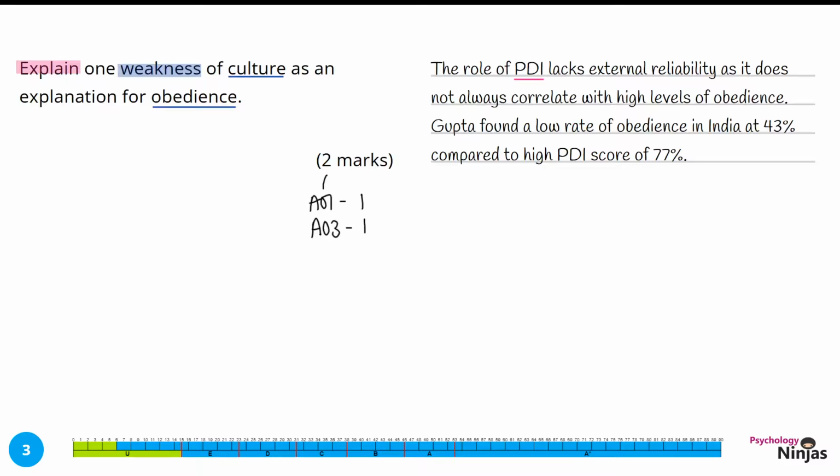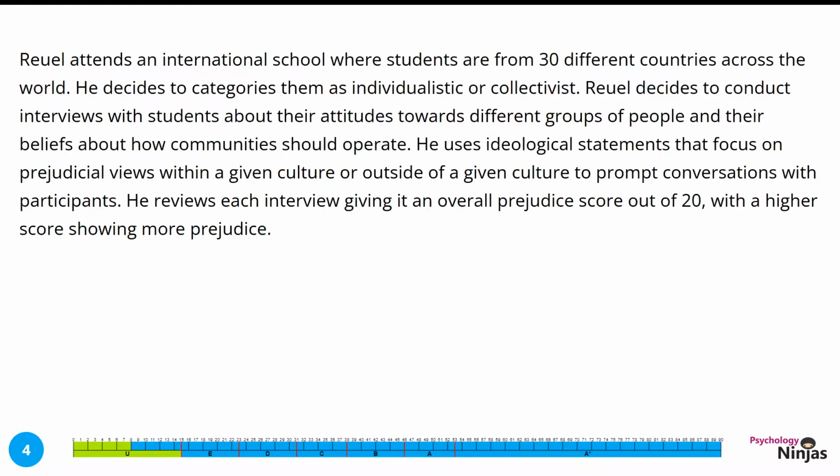We've identified a problem with research in that it lacks external reliability, that the results of research is inconsistent, and that PDI doesn't always correlate, isn't always positively correlated with high levels of obedience. We've then gone on to justify that with specific findings from Gupta's research. We could do this the other way round and still get both identification and justification marks.